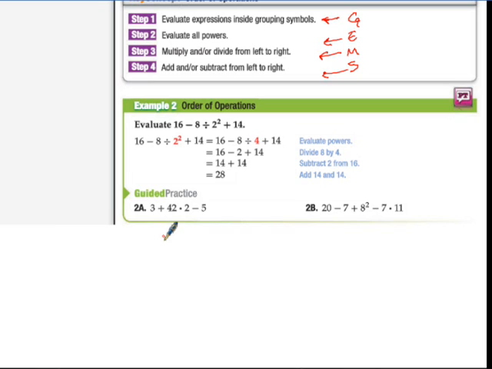Let's take a look. Go ahead and pause the video. Go ahead and take a look at 2A and 2B. Pause the video now. Do those on your own, and then we'll check them.